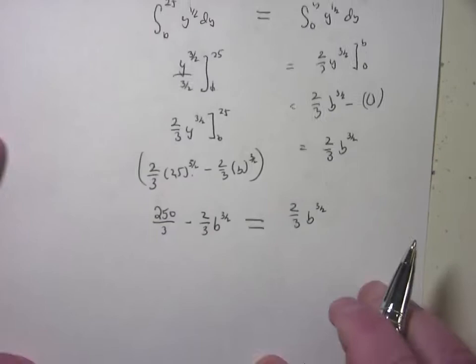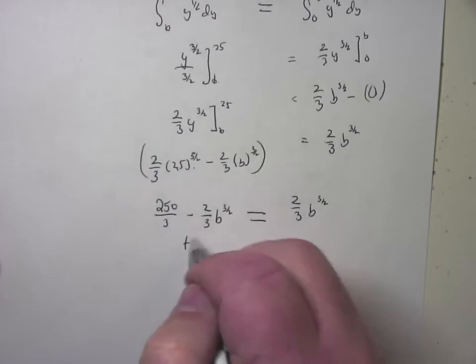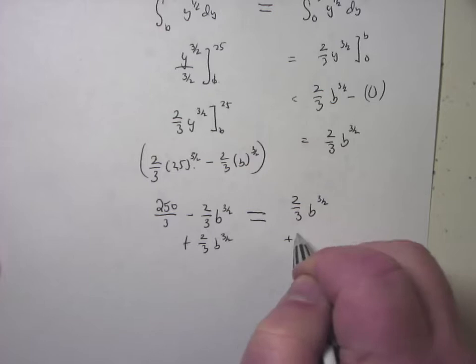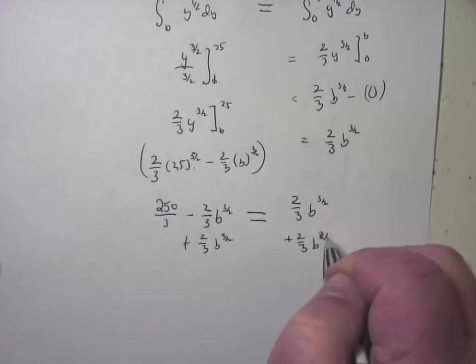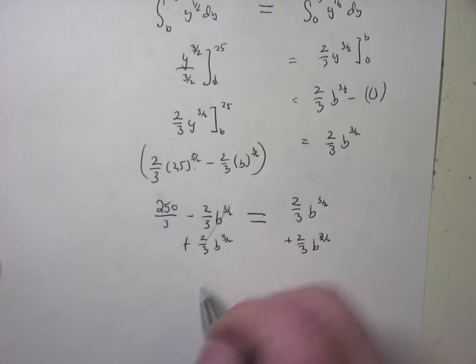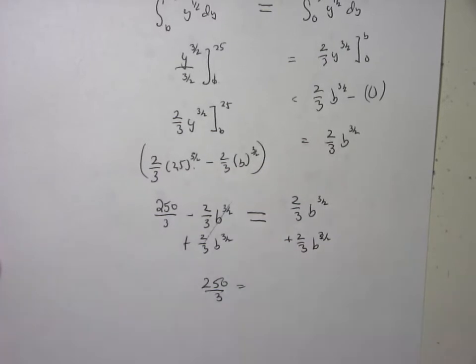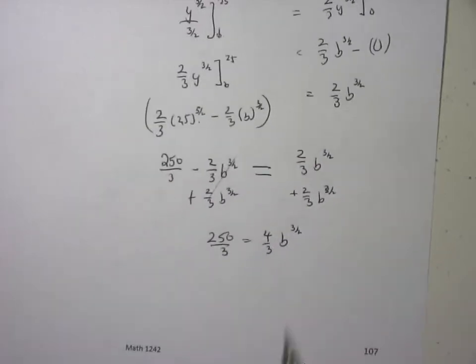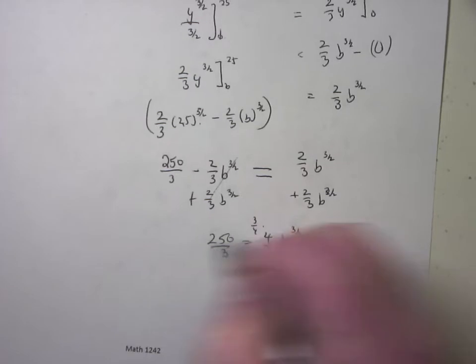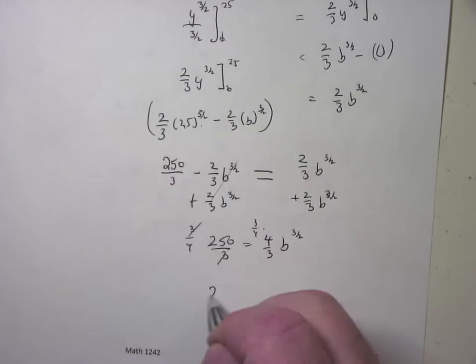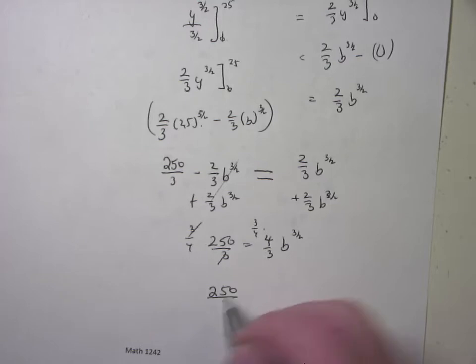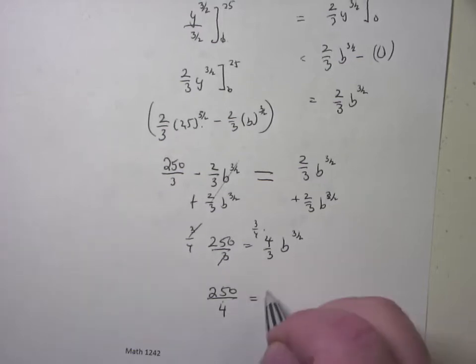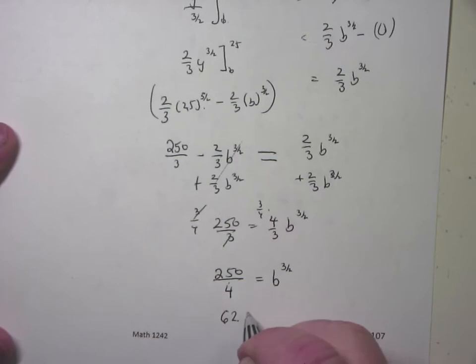Your job now is to solve for b. When I add 2/3 b to the 3/2 on both sides, what is 2/3 plus 2/3? 2/3 plus 2/3 is how much? 4/3 b to the 3/2. Now it's algebra. Multiply by 3/4 on both sides. The 3's cancel. So I'm left with 250 over 4 is equal to b to the 3/2. 250 divided by 4 is 62.5. This is WebWork. b to the 3/2.